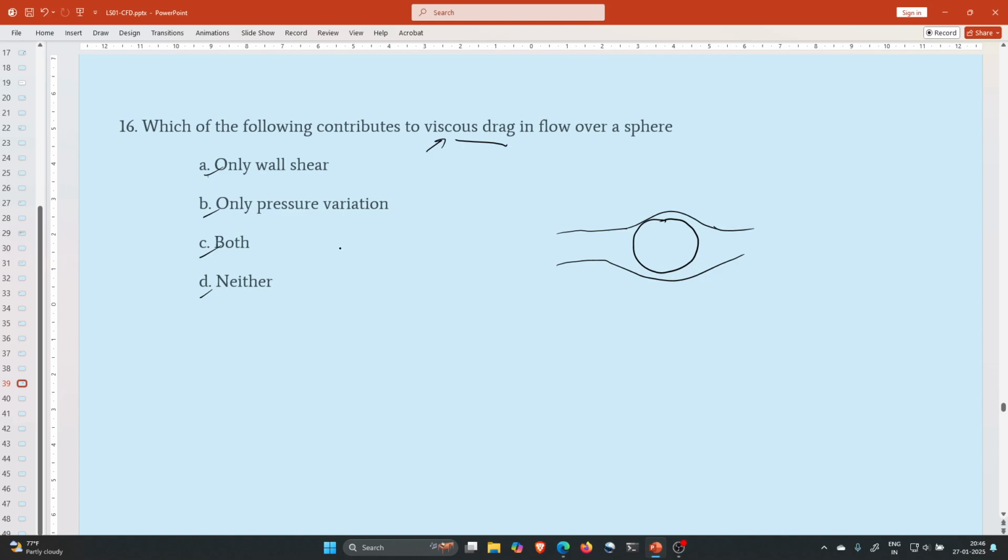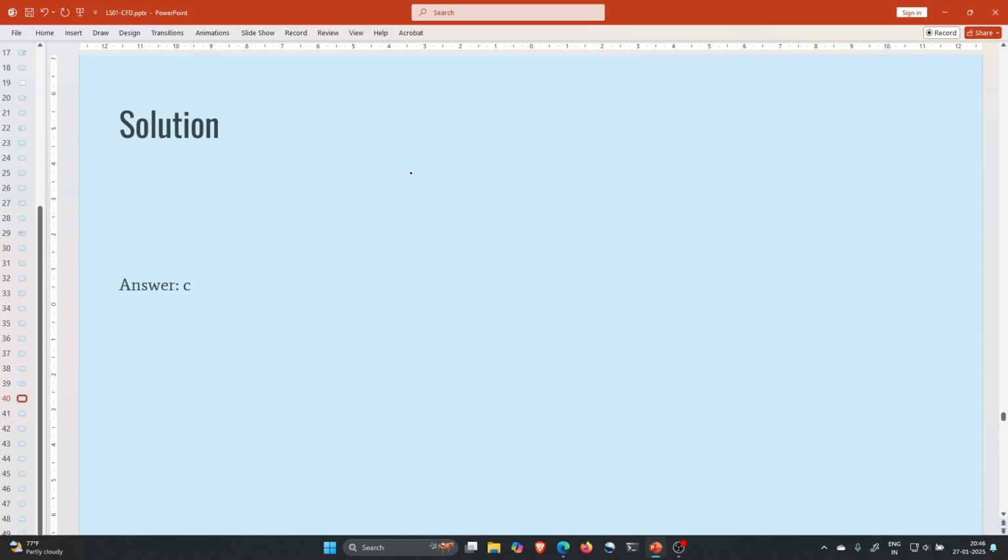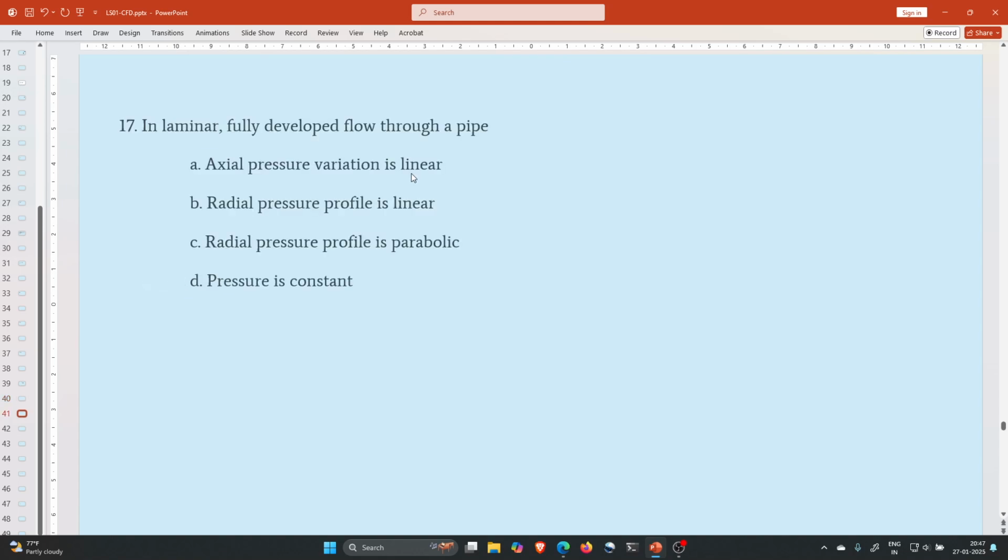Yes, true. Both wall shear stress and pressure variation will contribute to the viscous drag in a flow over the sphere. Then our option is option C. Moving on to next question.